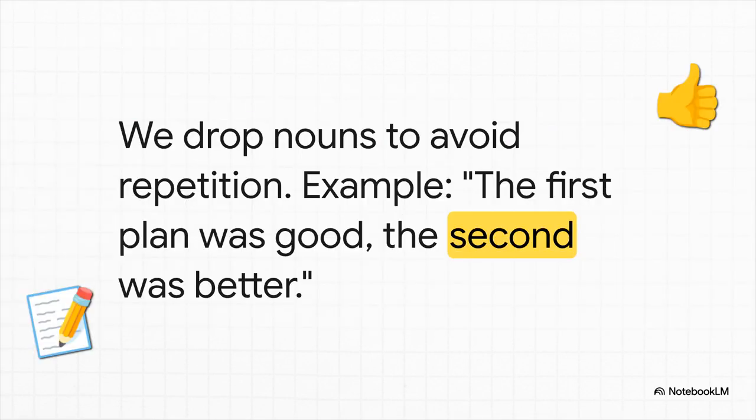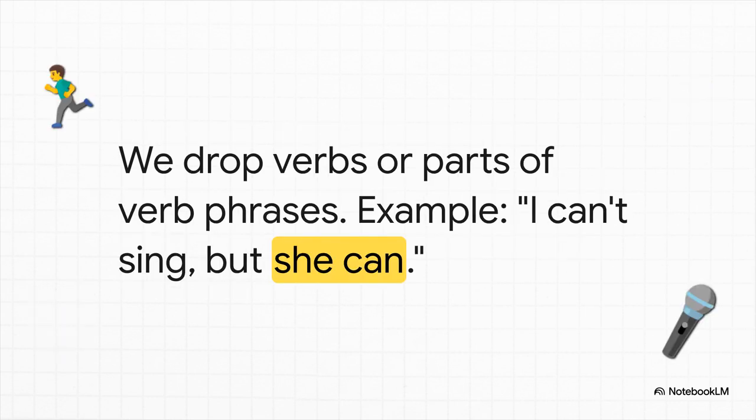First up, we've got noun ellipsis. This is all about not saying the same word over and over again. So, in our example, the first plan was good, the second was better. We don't need to say the second plan was better. The context makes it totally clear. We just drop the noun, and boom, it sounds smoother and way less robotic. Next is verb ellipsis. It's the exact same idea, just with a different part of speech. You hear a sentence like, I can't sing, but she can, and we all know it means, but she can sing. Dropping that repeated verb just keeps the whole sentence moving along nicely.